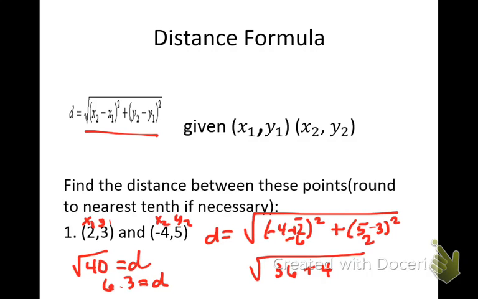So that's how you can use the distance formula to help you do this. You subtract the x-coordinates and square them, subtract the y-coordinates and square them, and then take the square root after you add those two together.